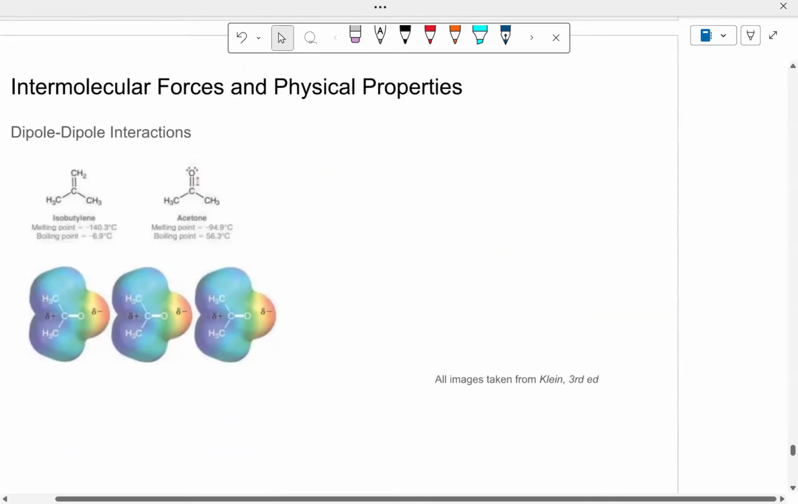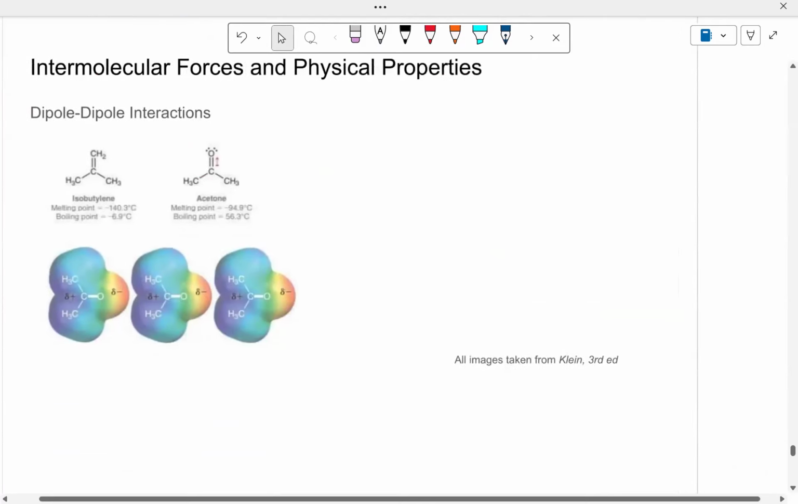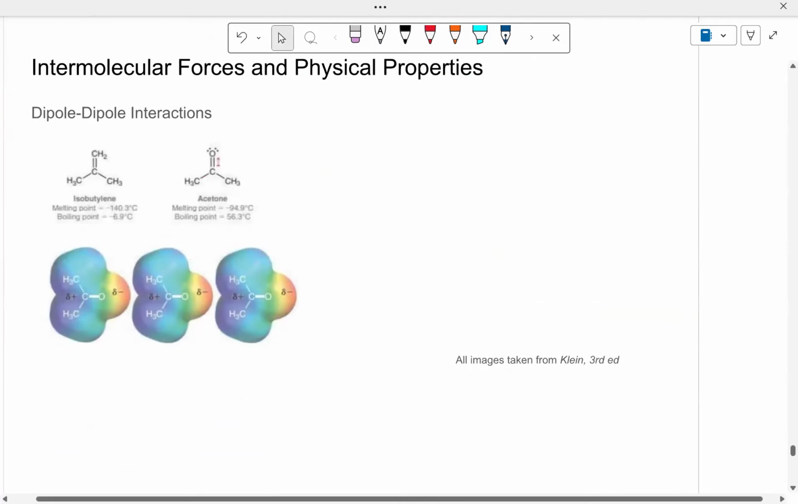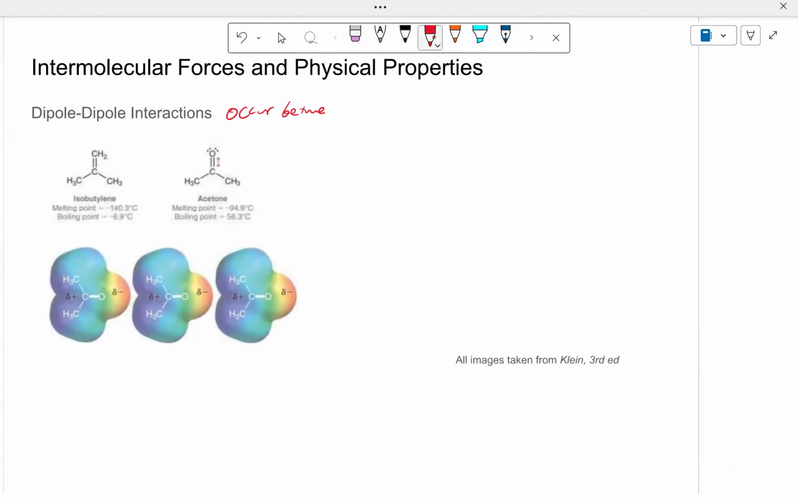Now, the next intermolecular force that is important to know about is dipole-dipole interactions. These occur between polar molecules.